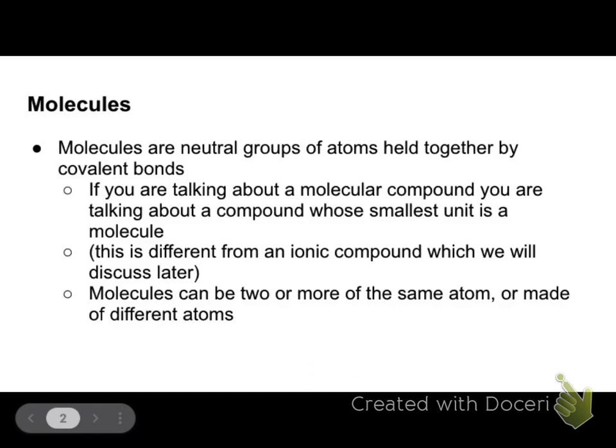Molecules can be made of two or more of the same atom. Okay, so a hydrogen and a hydrogen atom can share an electron, or they can be made of different atoms. An oxygen and two hydrogens can share atoms together. Okay.